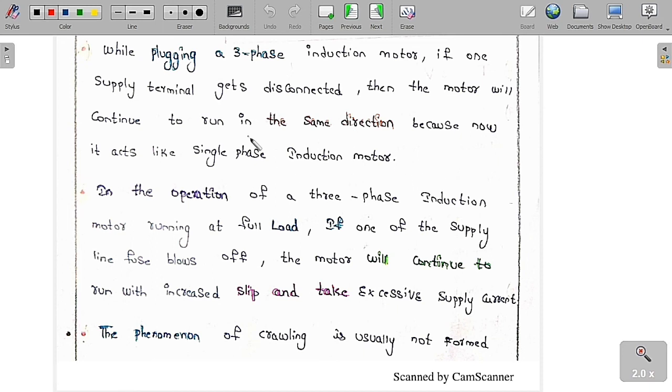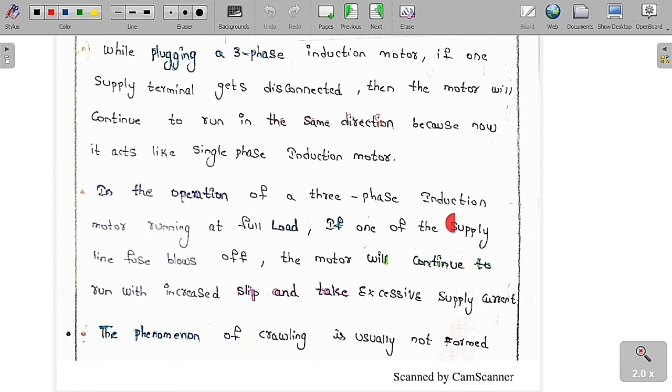So finally, I can say that while plugging a three-phase induction motor, if one supply terminal gets disconnected, then the motor will continue to run in the same direction because now it is going to act like a single-phase induction motor. But now the speed is somewhat lesser when compared to the previous speed.